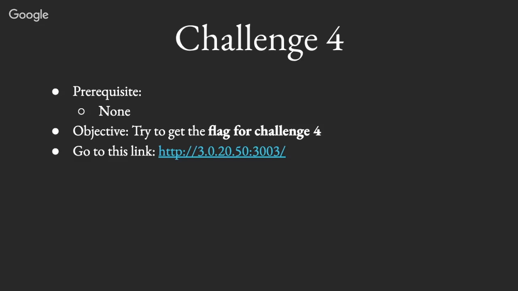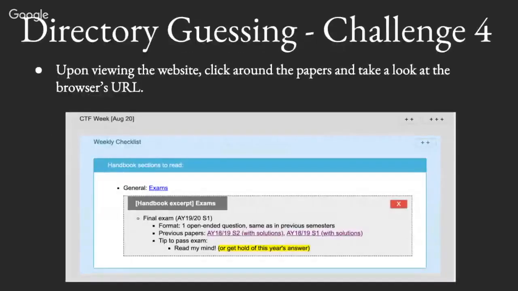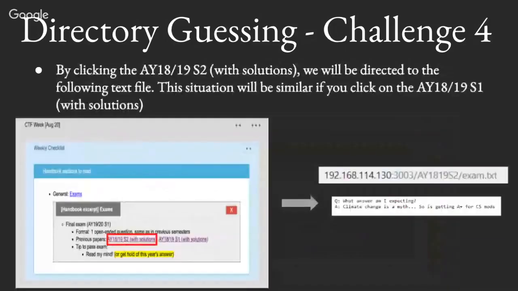Okay, so let me review. When you go to the website, you can click around and access the previous papers, which are AY 18/19 Sem 2 and 18/19 Sem 1. Then you realize the directory is actually the name of the file itself.